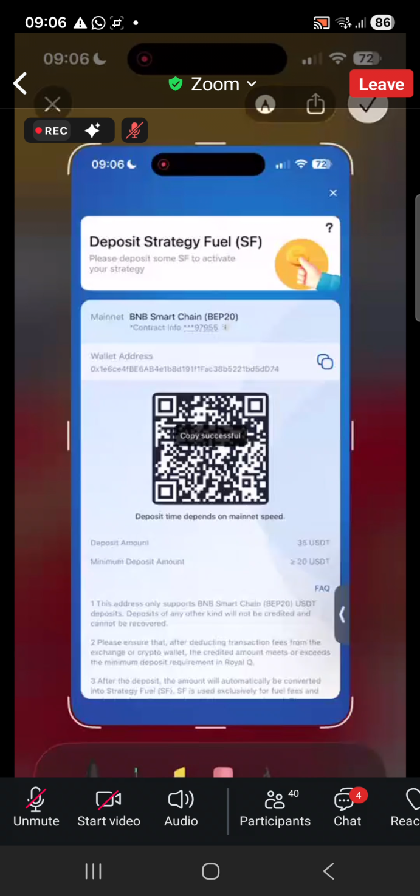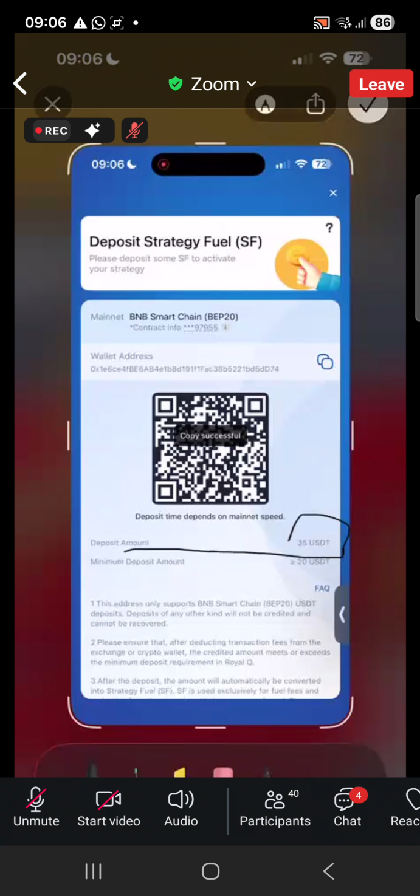Now there is a confirmation here. Deposit amount 35. Then the minimum you can also deposit is greater than or equal to 20.